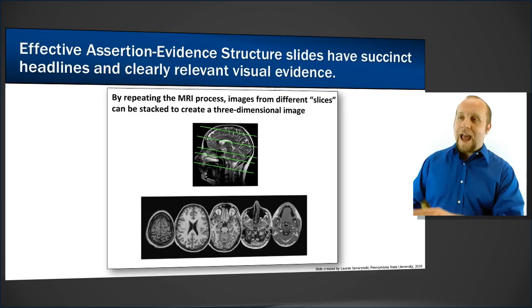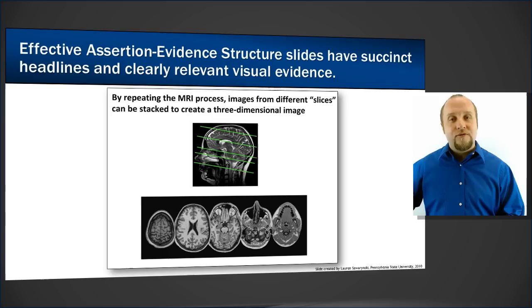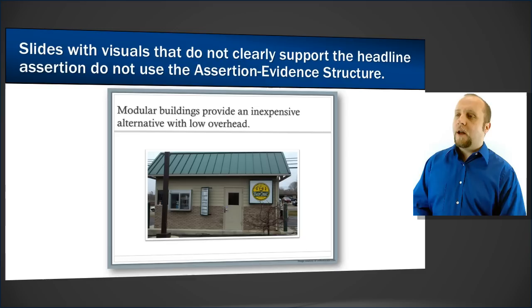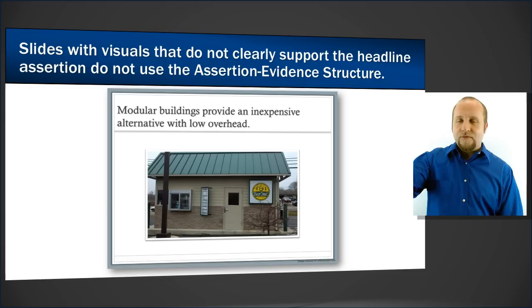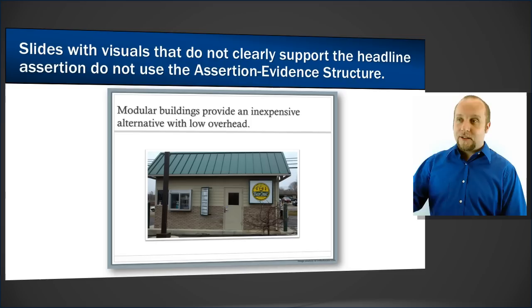One thing to be careful of as you start to use the assertion evidence structure is that your visual evidence actually supports your assertion. Here's an example of one. Modular buildings provide an inexpensive alternative with low overhead. And our visual evidence in this case is a photograph of a modular building. But unfortunately, although this graphic is related to our assertion, it does not in any way support the assertion that's being made.